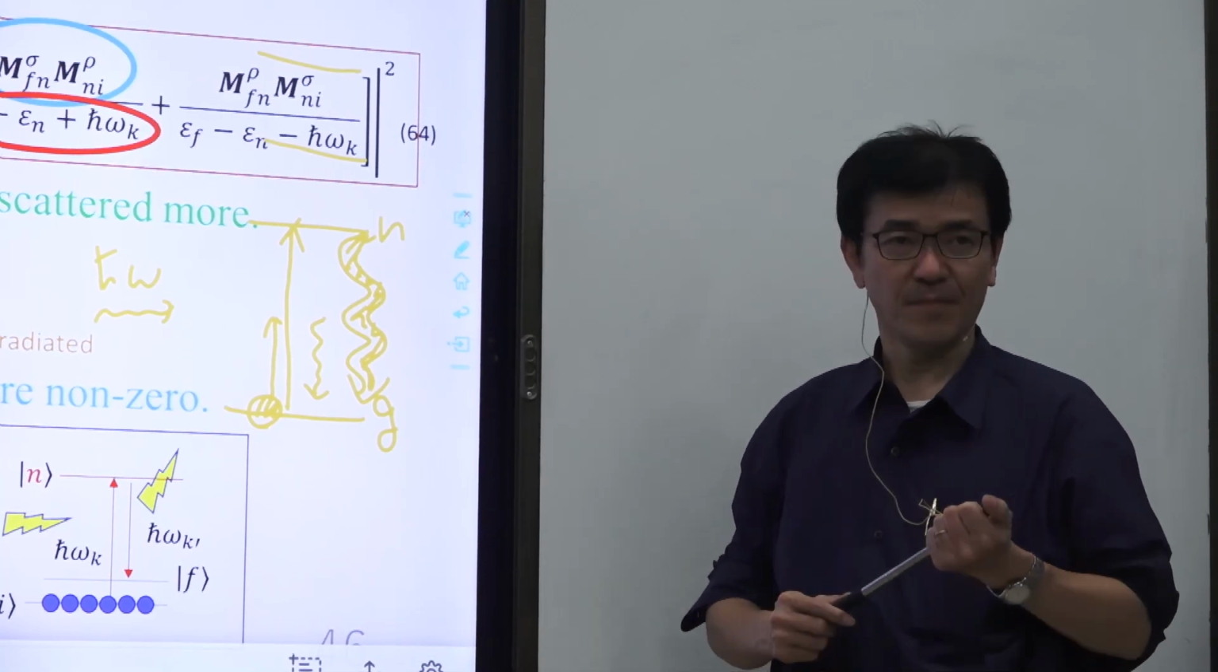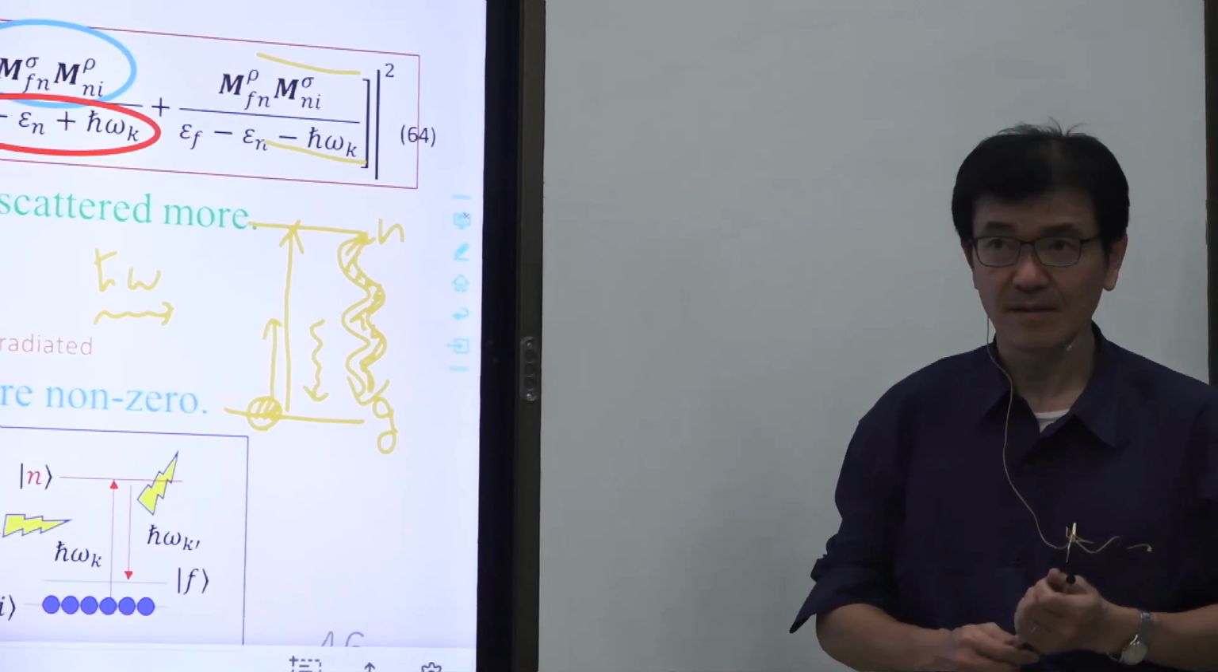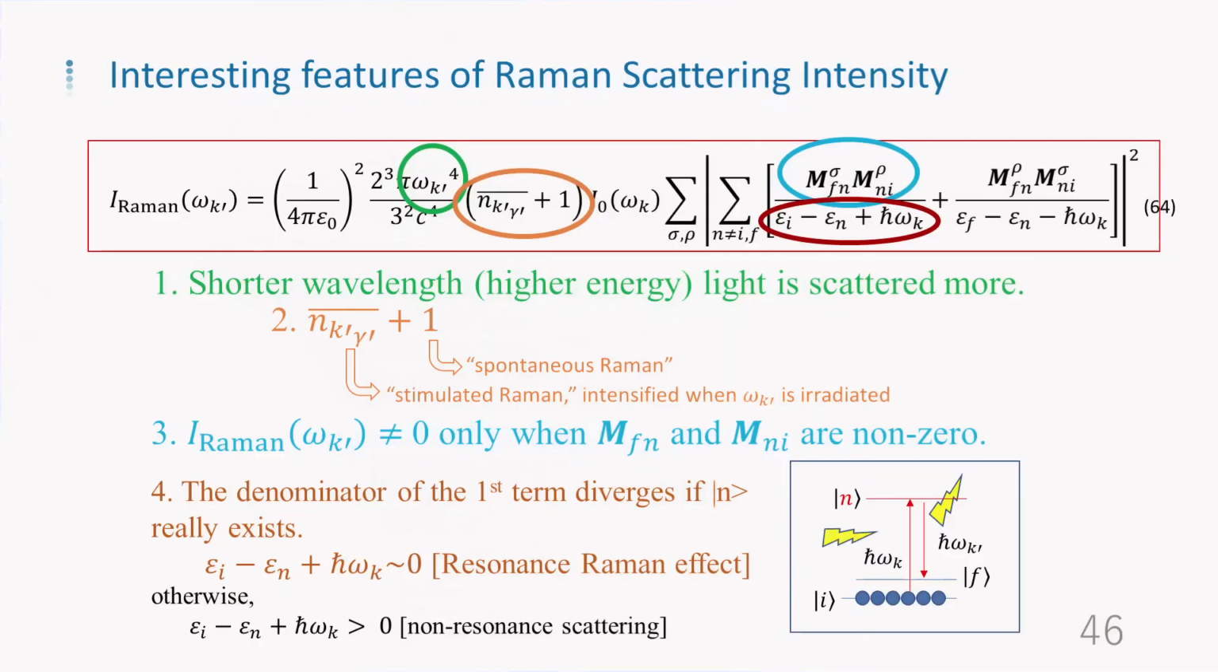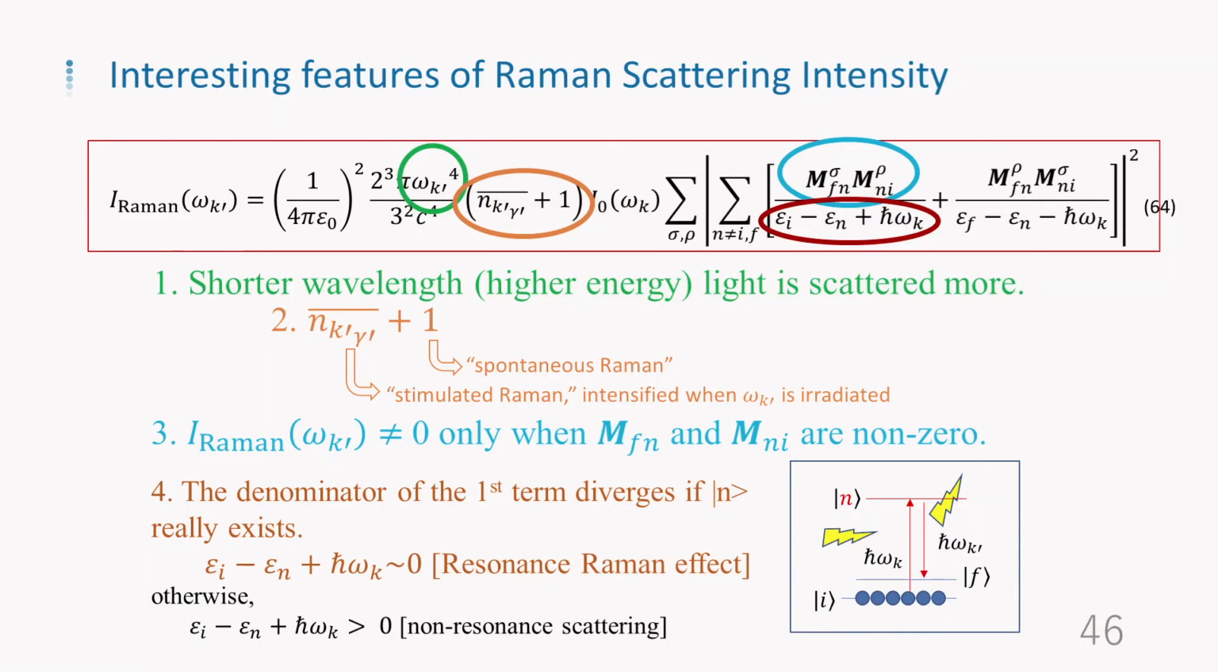Okay. I want just two basic terms like spontaneous Raman and stimulated Raman. We are using these words. So could you explain it? Stimulated Raman and spontaneous Raman. Okay. So, different color.